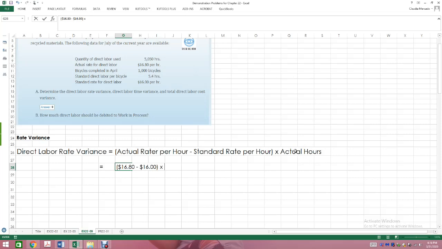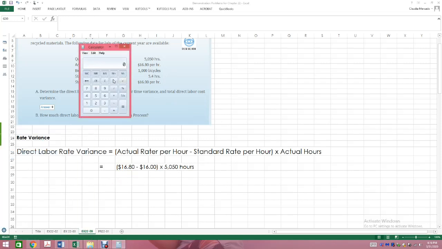Your actual hours are the quantity of direct labor used. We used 5,050 hours. Here we're figuring out labor rate variance, so you have to look at your labor hours. I used 5,050 hours. So we're going to run those calculations in your calculator, and let's see what it gives us.